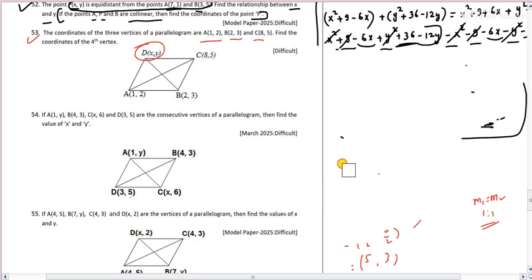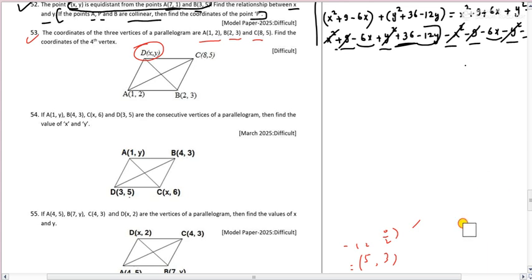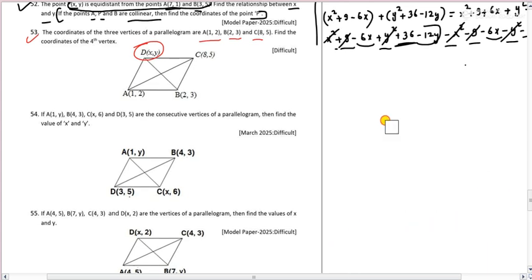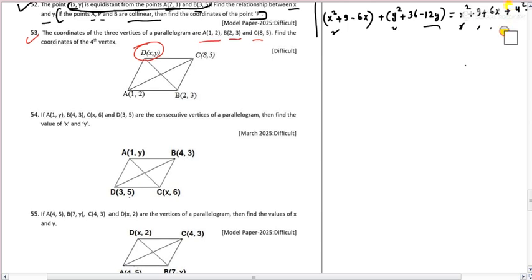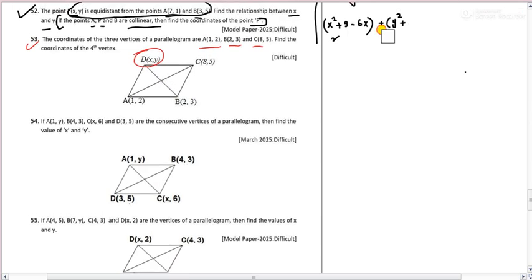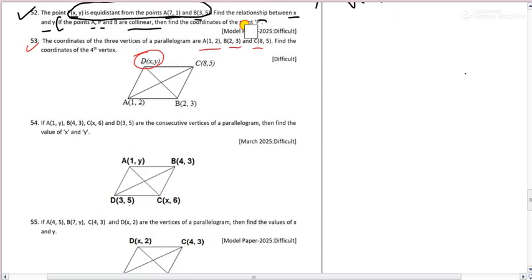There are many ways to solve this, like using both the distance formula as well as the section formula. Sir, we can use the property of parallelogram. Exactly, that is the main one.